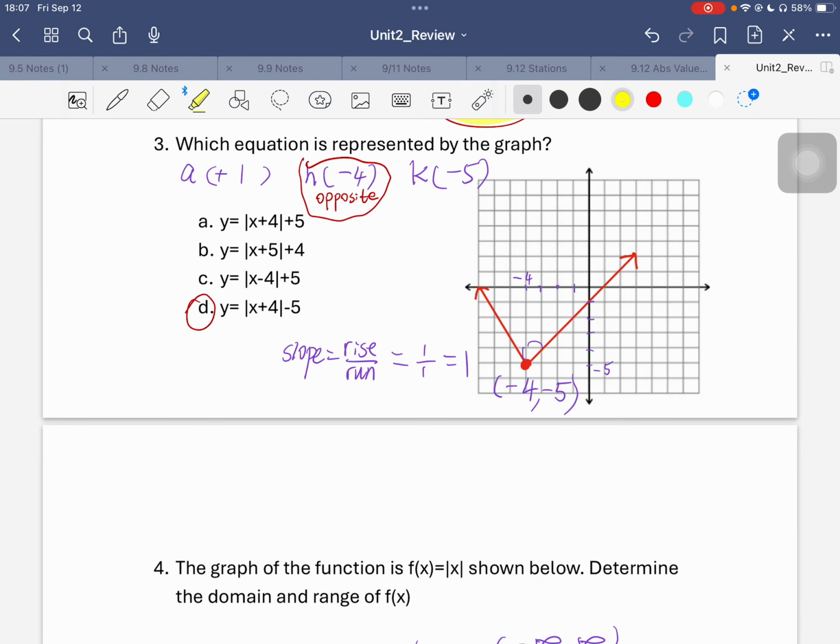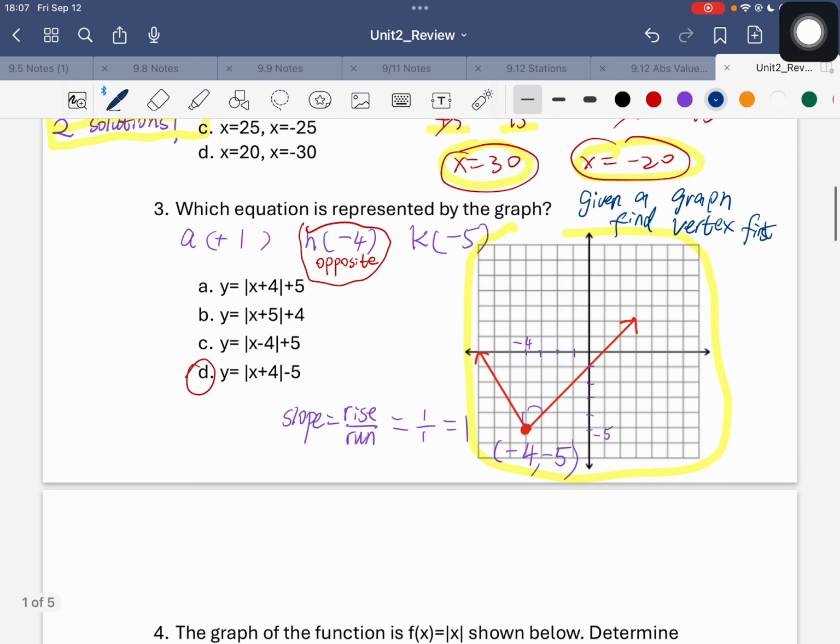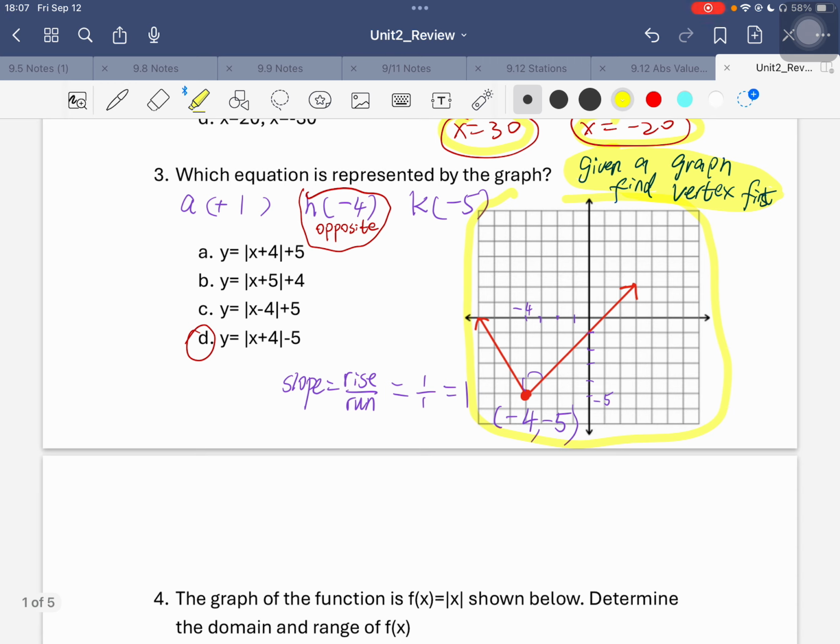Question 3: Which equation is represented by the graph? If you are given a graph, find the vertex first. Please write this down on your cheat sheet. If you are given a graph, you need to write the vertex first. And now we know the vertex is this point. It's (-4, -5).